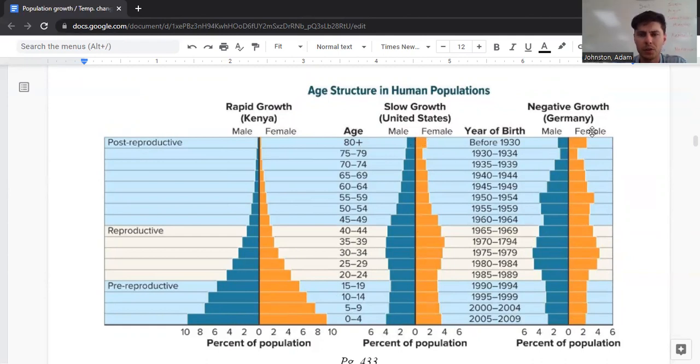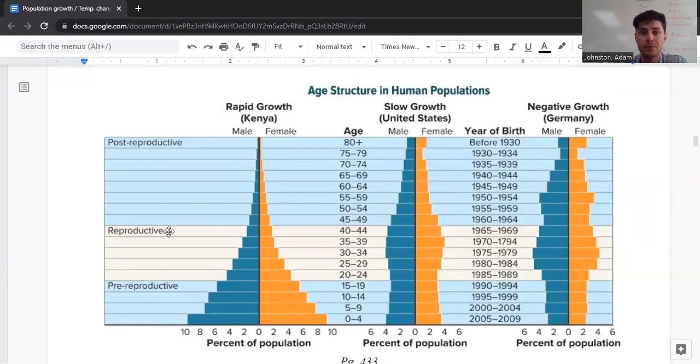We can see that a slightly larger percentage of those folks are female, showing longer female life expectancy. We've got our 3 countries. We've got 2 genders represented. And lastly, I want to call your attention to these bands, these colored sections of post-reproductive, reproductive, and pre-reproductive.